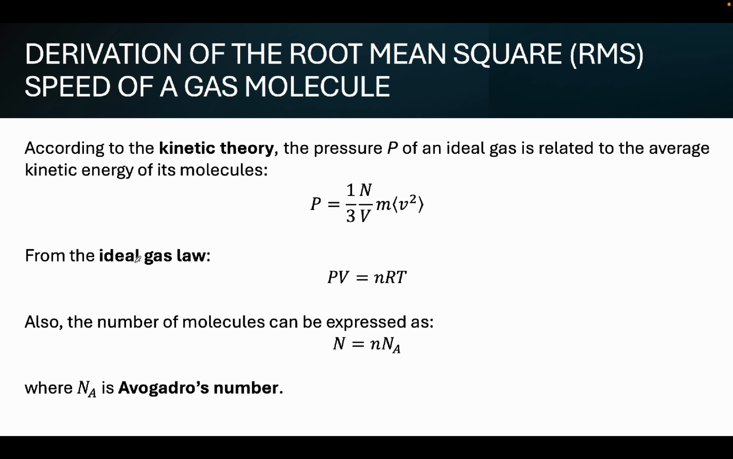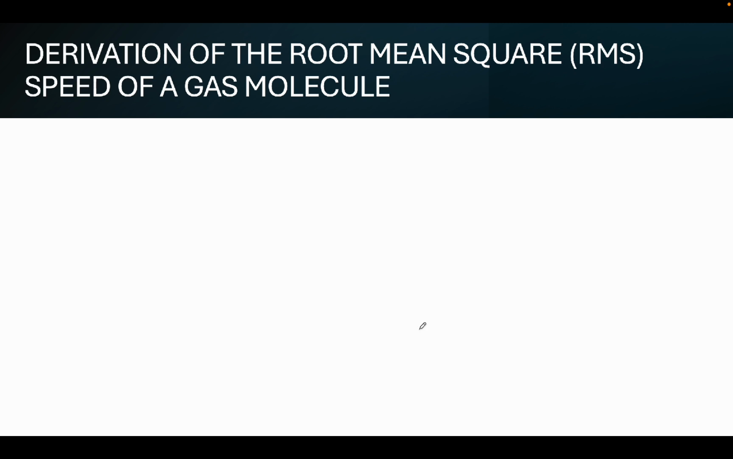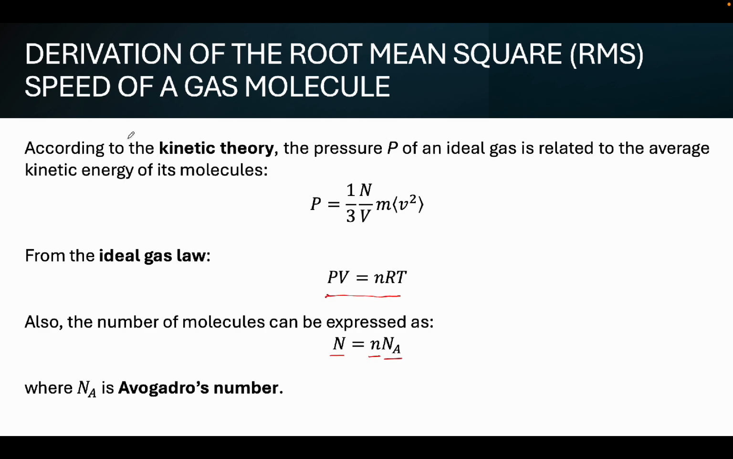Now, from the ideal gas law, if you can still remember what we discussed a while ago, PV is equal to nRT. And also, the number of molecules N can be expressed as small letter n, the number of moles, times Na, the Avogadro's number. Okay, so let's take note of that because we will be using it later on. So, setting the kinetic theory expression for pressure equal to the ideal gas law. For pressure, P in the kinetic theory of gases is this one.